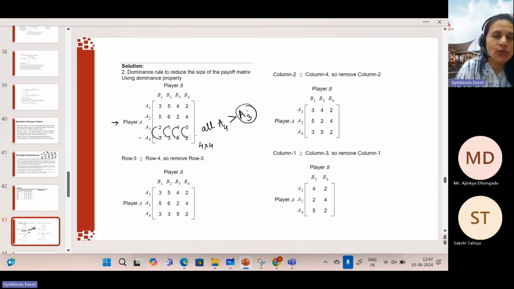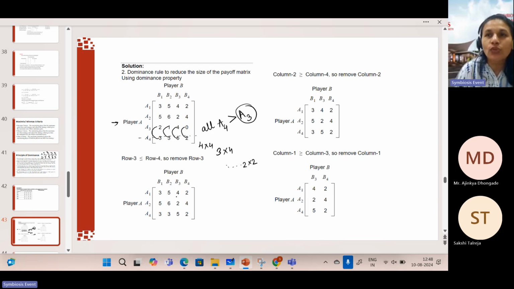So this A3 has gone. What was given to me as a 4 cross 4 matrix now becomes 3 cross 4. What I'm trying to reach is 2 cross 2. Keep this objective in mind: the moment it becomes 2 cross 2, I know multiple methods to solve. Now here, row wise is not feasible.